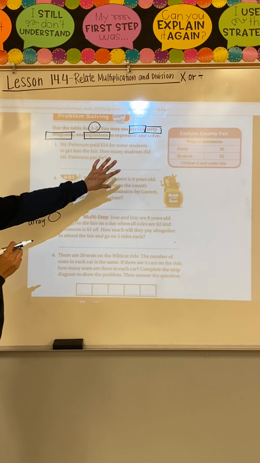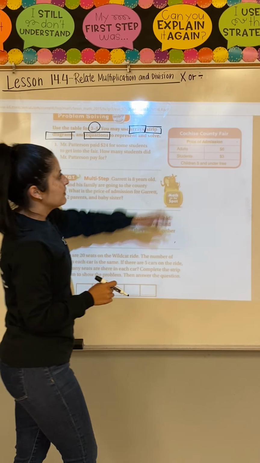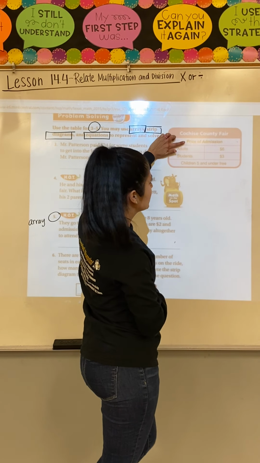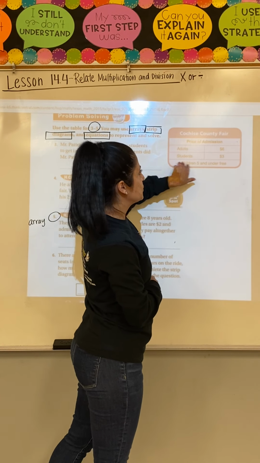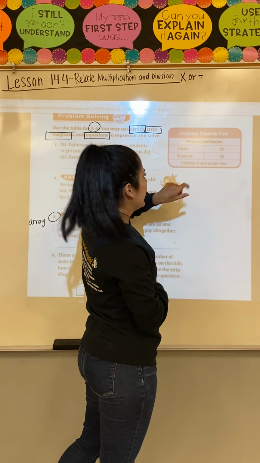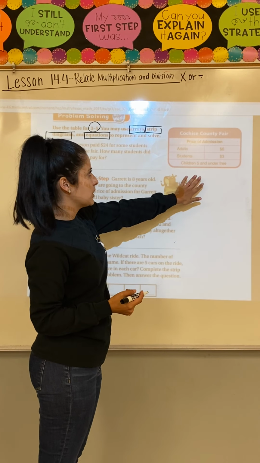All right, let's analyze the stimulus before we get to that question on number 5. So we have a county fair. We have the price of admission for adults as $6, students as $3, and children 5 and under are free. Okay, so that's really good to know.